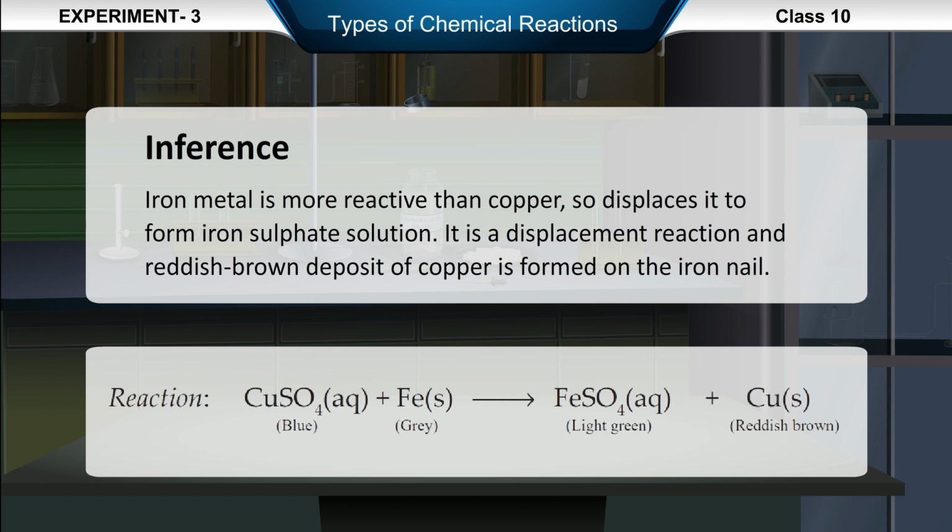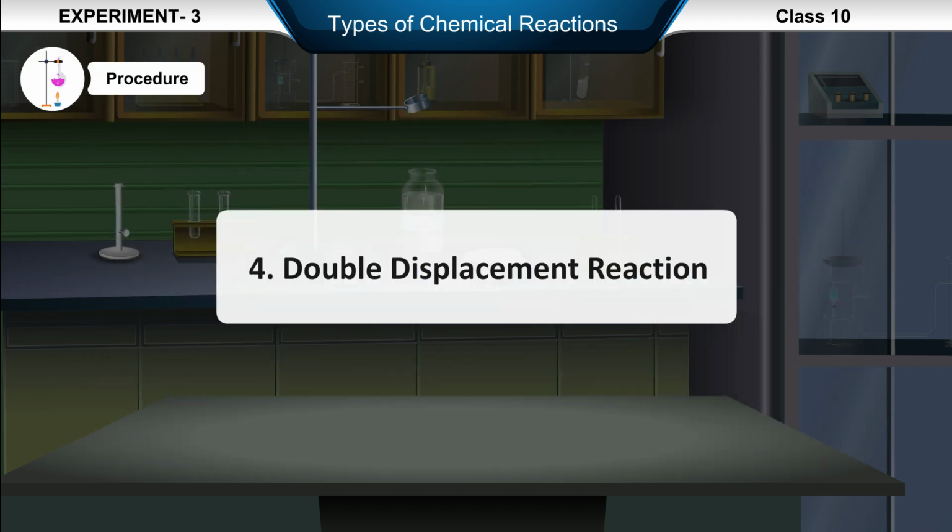Reaction. CuSO4 in aqueous state, blue color, plus Fe in solid state, gray, results in FeSO4 in aqueous state, light green, plus Cu in solid state, reddish brown.